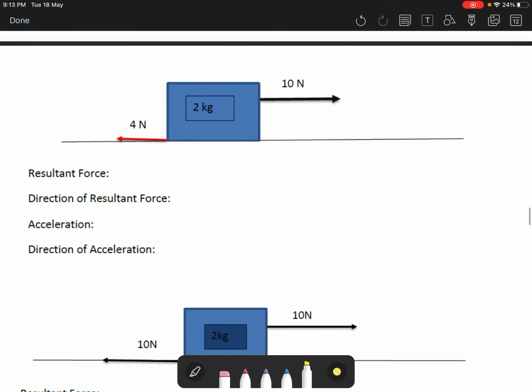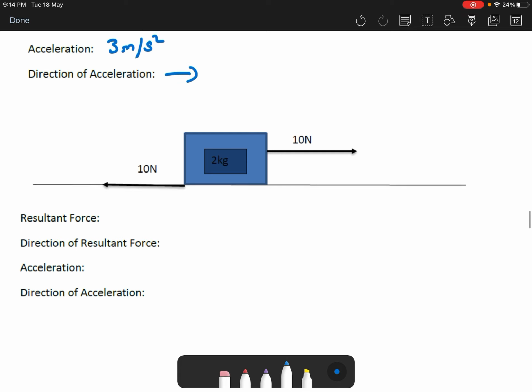Next, same thing, but now we have a frictional force of 4 Newton. So the resultant force should be 6 Newton. Direction of resultant force is towards the right hand side. Acceleration, we know resultant force is 6, divide by 2, you should get 3 meter per second square, because F equal to ma. Direction of acceleration, same thing, towards the right hand side.